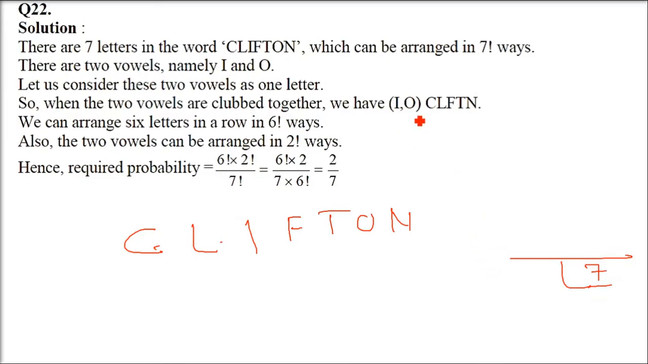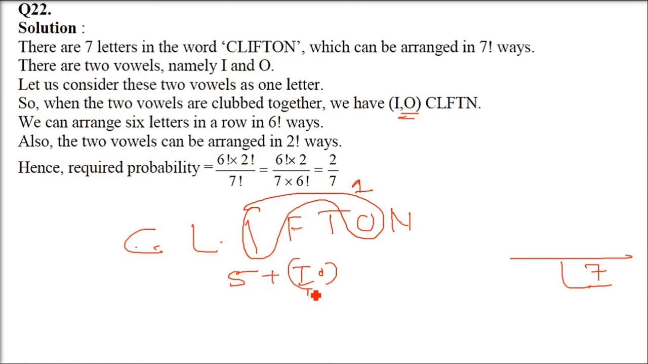Now coming to the numerator, favorable cases. Let us take I and O, vowels, together. We are making it as 1. So what are the other remaining? In total 7. This we have taken 2 as 1. So 5 plus 1 it is 6. So the arrangement of these 6 will be factorial 6. But IO can also be arranged. IO, OI can also be there. So this can be arranged in factorial 2 ways. So factorial 6 into factorial 2 by factorial 7, that is 2 by 7 is going to come here.